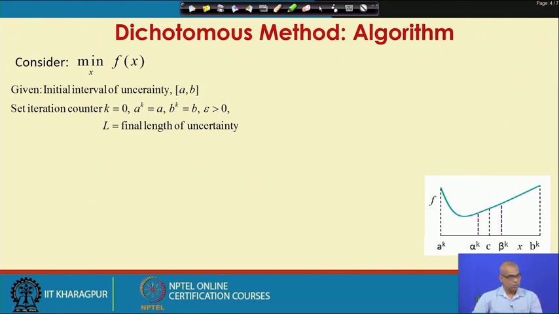So, this can be put in an algorithm. Let us consider I am minimizing the function f(x). Initial interval of uncertainty is given as a and b. Let us set the iteration counter k equal to 0.